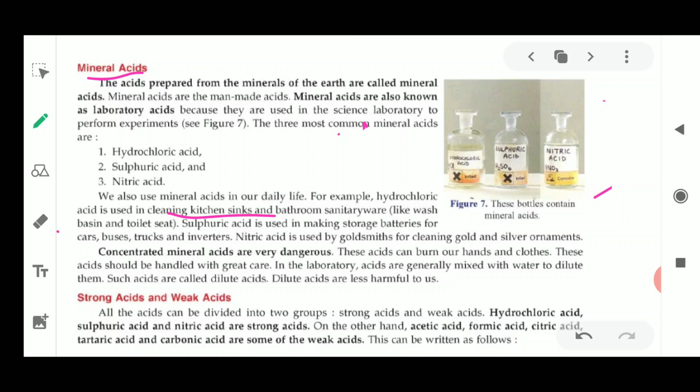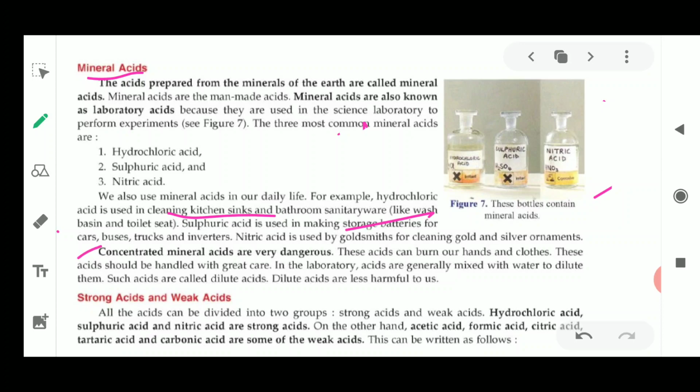Okay, now sulfuric acid is used in making storage batteries for cars, buses, trucks, and inverters. So everybody is having inverters in their home. So what kind of acid is present in its battery? The acid present there in the battery is sulfuric acid. You have also observed that if the water of that battery comes out and falls on your floor, it is going to corrode your floor, because it contains a strong acid, that is sulfuric acid. Okay, so the storage batteries of cars, trucks, and inverters contain sulfuric acid.